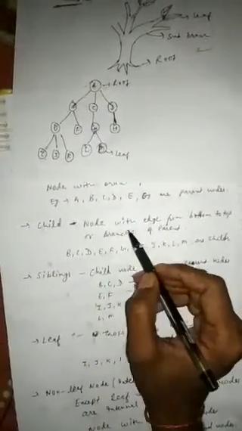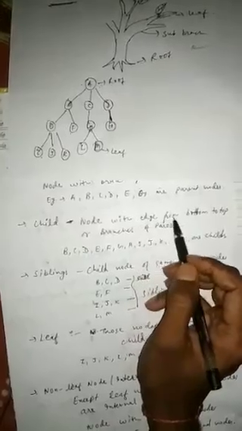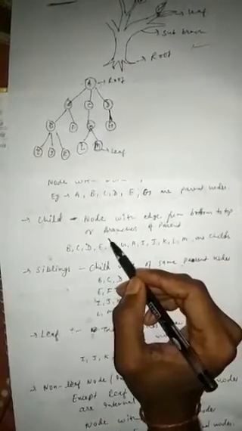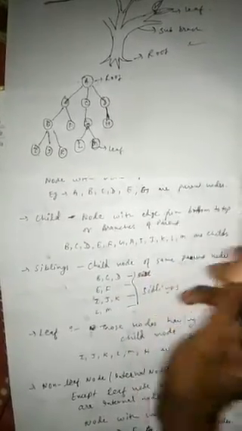Again we see child node. Those nodes with an edge from bottom to top, or branches of a parent.